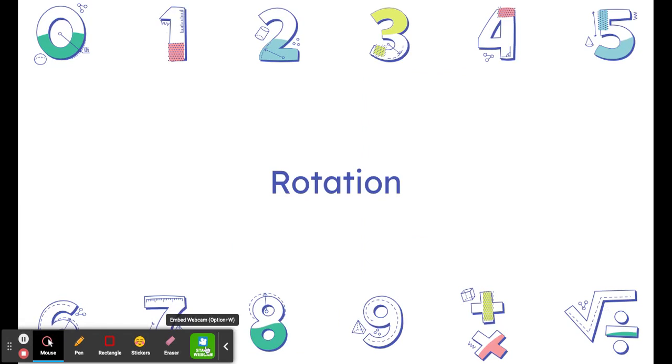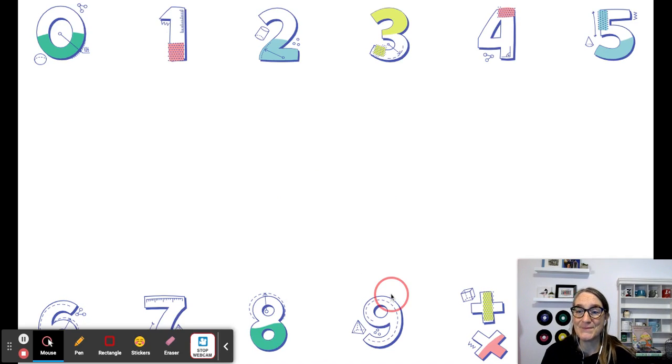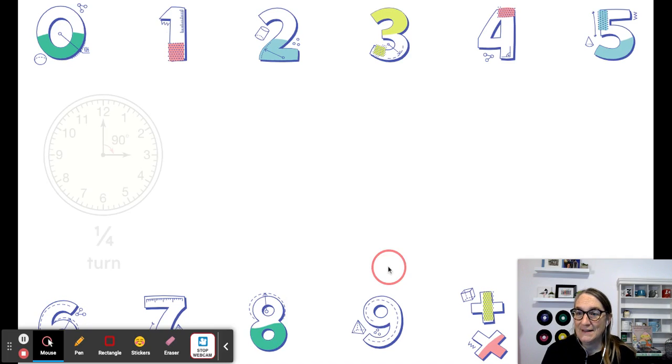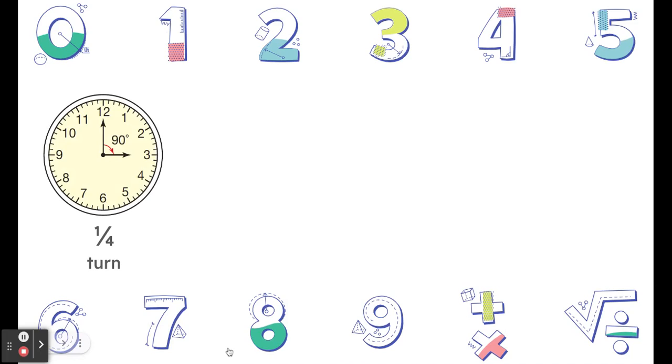Let's take a closer look at rotations. And again, how can we apply our knowledge of the Cartesian plane and ordered pairs to help us understand this transformation a little bit better? When a shape is turned about a point, and we always say about a point, not around a point, we call that a rotation. So it is rotated.